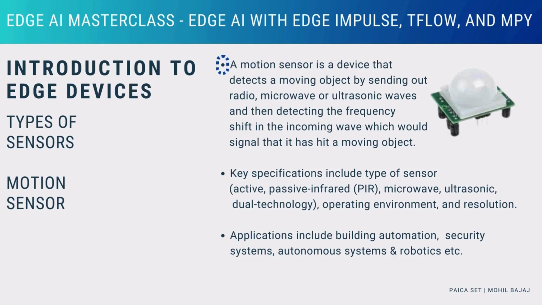Besides these, there are other types of motion sensors, such as passive infrared, or PIR sensors, which detect body heat of animals and humans. They are called passive, as no energy is emitted from the sensor.